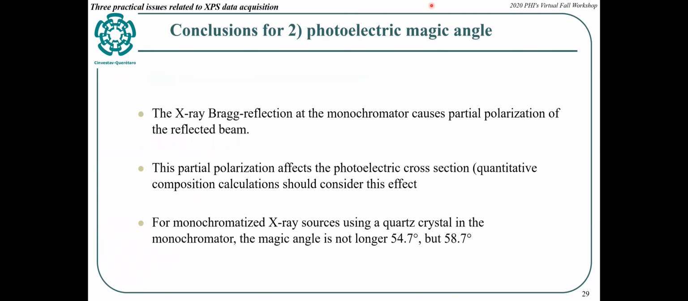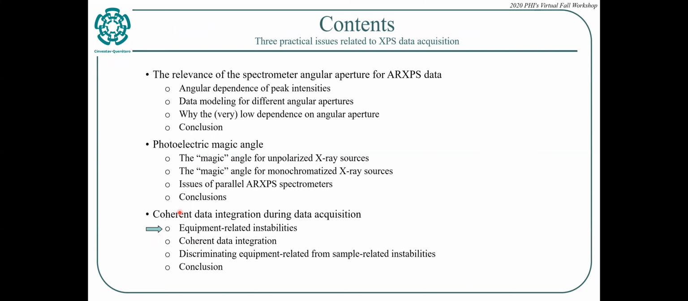So the conclusion for this section is that the X-ray Bragg reflection at the monochromator causes partial polarization of the reflected beam. So the beam arriving at the surface is partially polarized. This partial polarization affects the photoelectric cross-section. So you have to take that into account if you want to calculate composition. And the magic angle is now 58.7. Okay, next topic, coherent data integration.